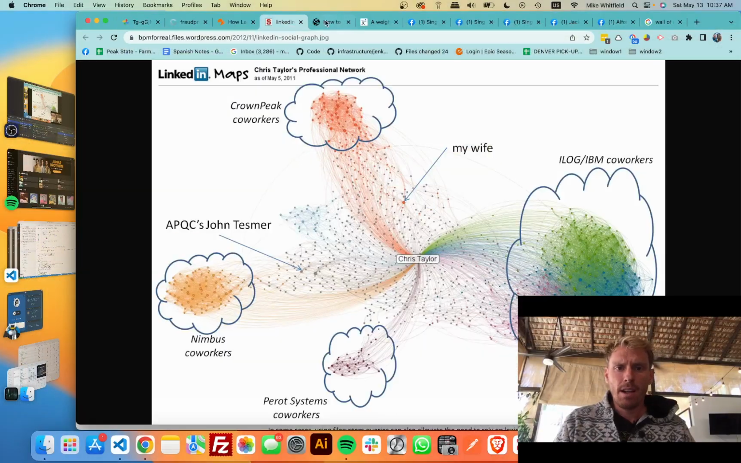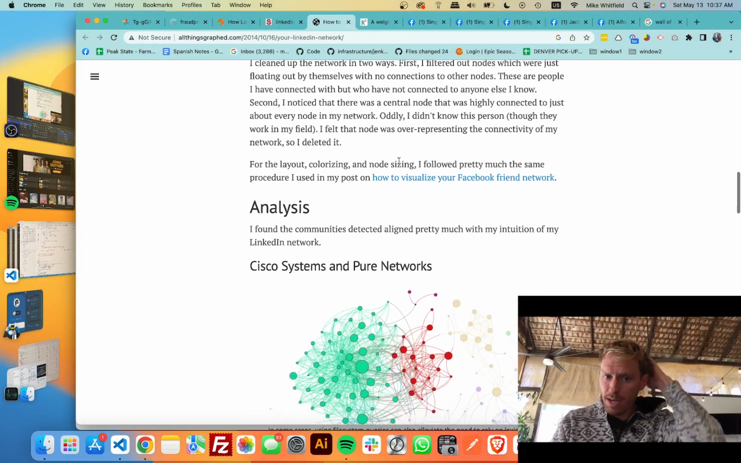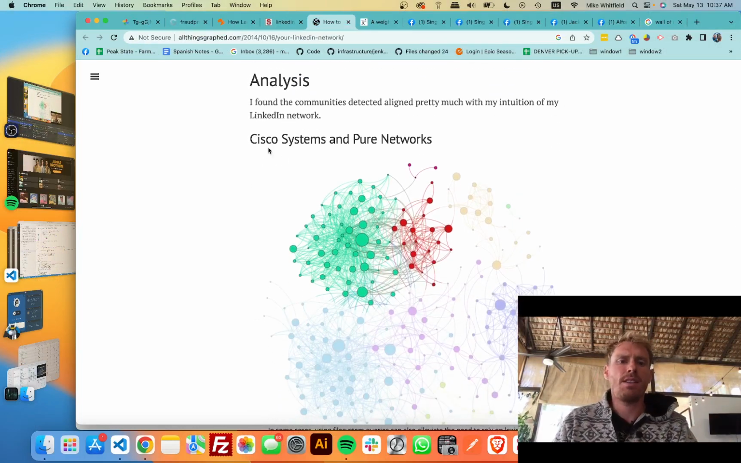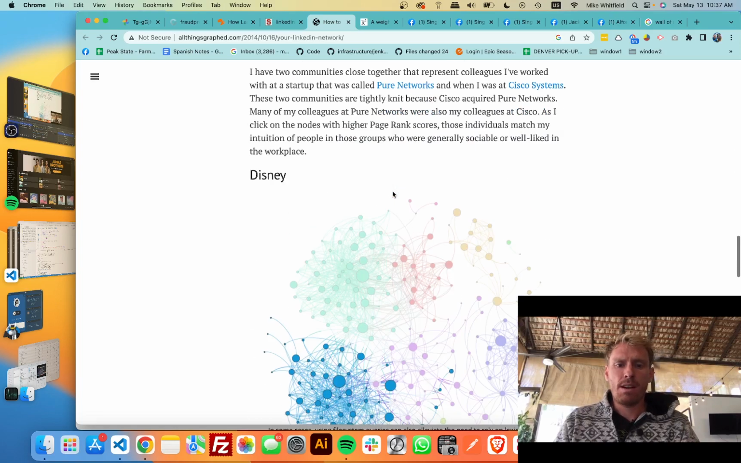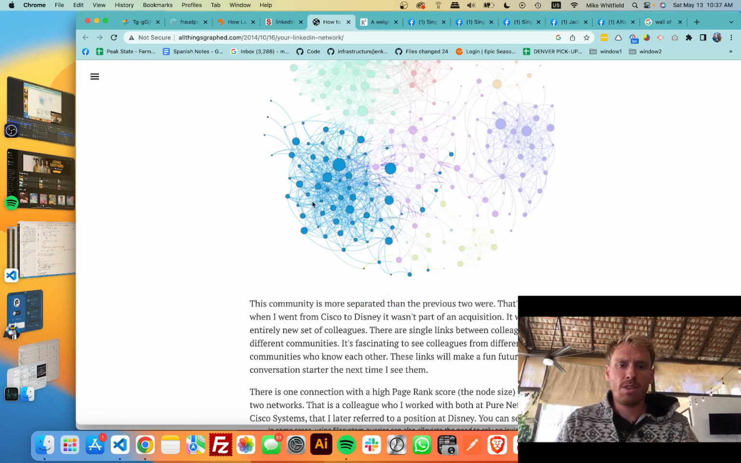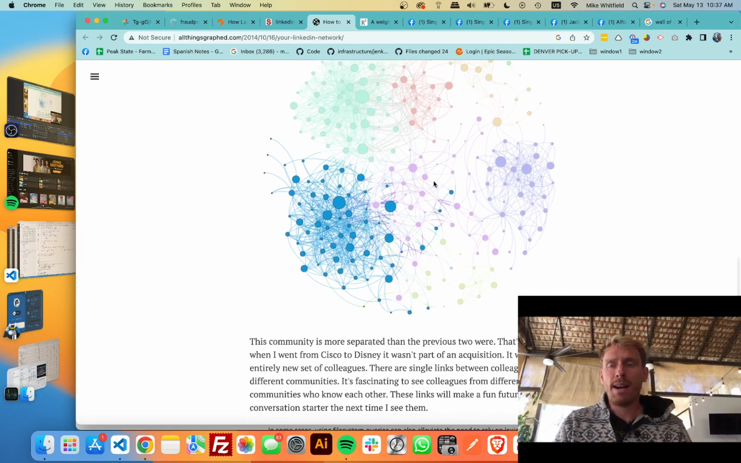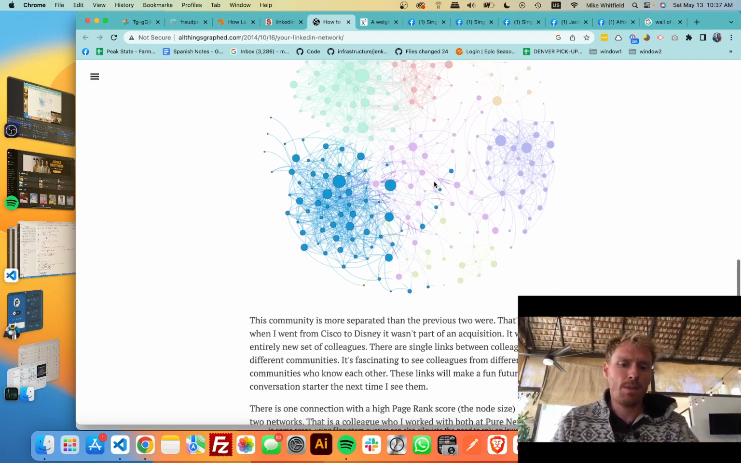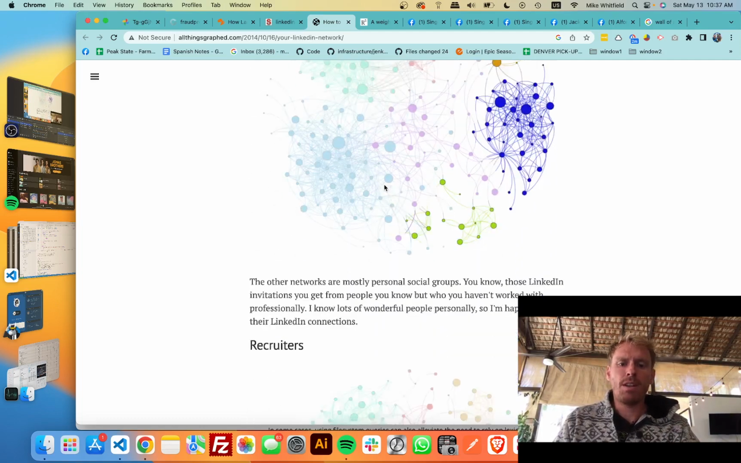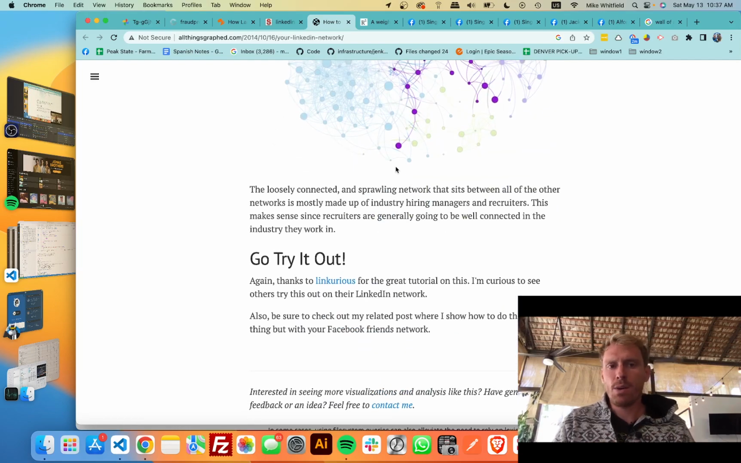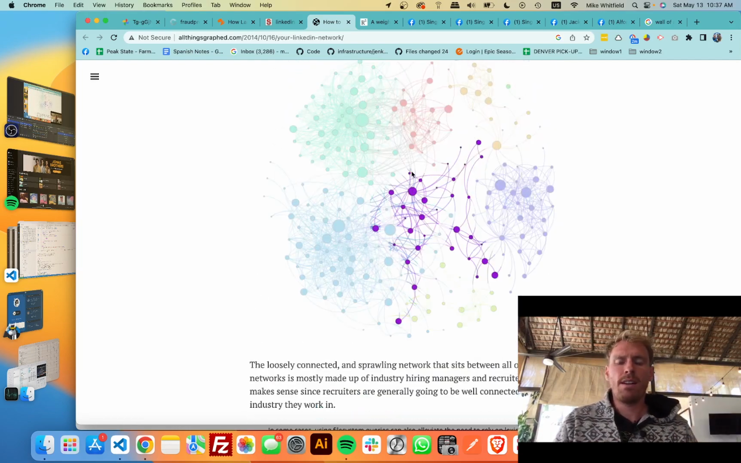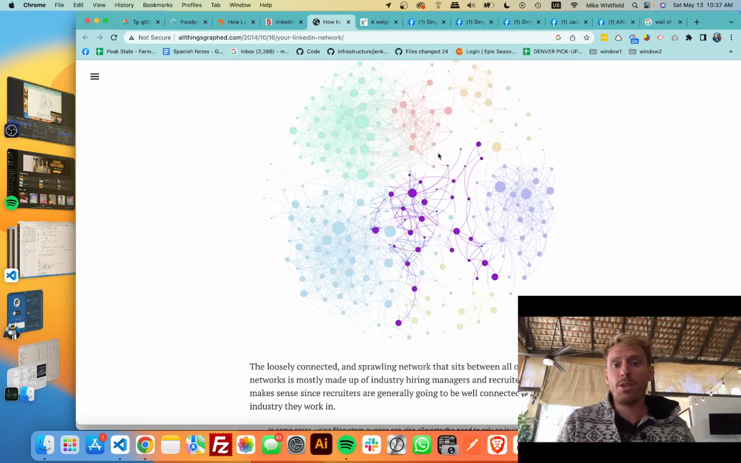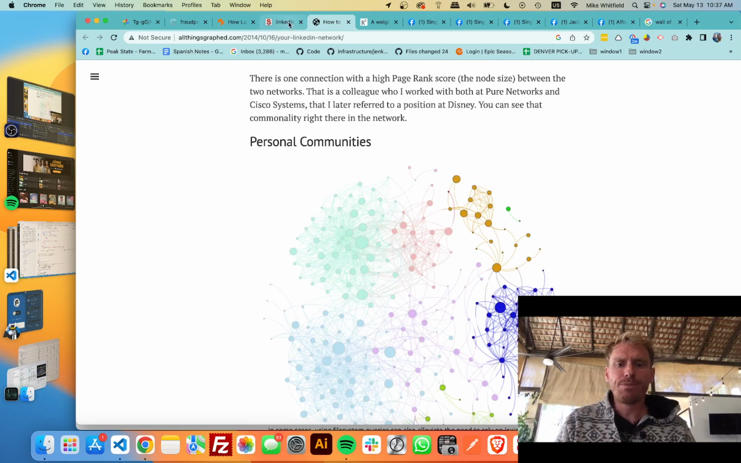So going back to this blog post, if we scroll down through it, the person goes through an analysis and says, oh, this must be when I worked for Cisco Systems in my network there. This is when I worked for Disney. Again, just to remind, the picture is called a graph. It's a graph-based representation of someone's LinkedIn network. So personal communities, he's talking about recruiters. This is just a very entry-level idea of how to visually look at how a computer would understand networks.